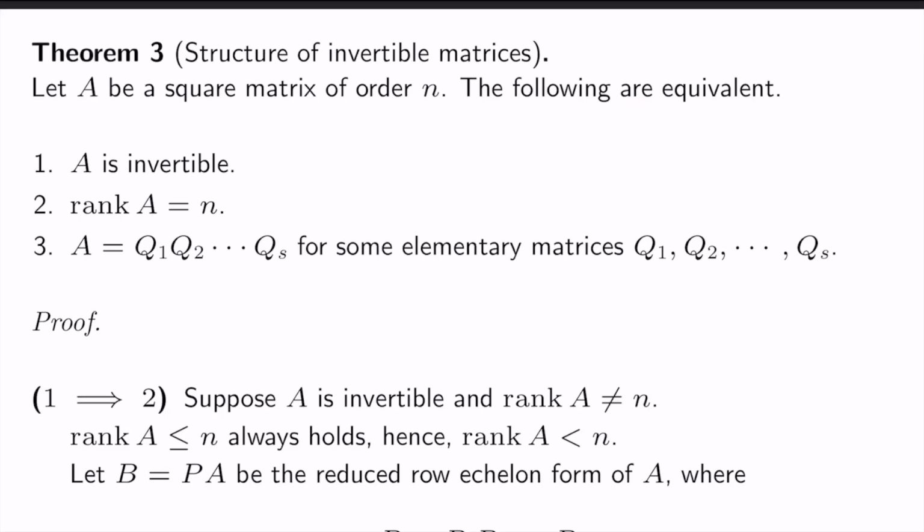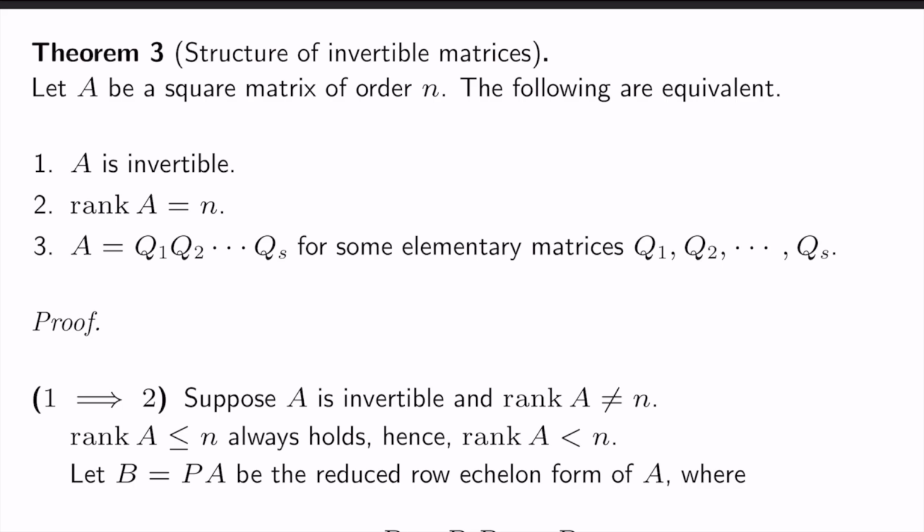Now we can prove our final goal, which characterizes the structure of invertible matrices. Let A be a square matrix of order n, then these three conditions are equivalent. Let me state it again. A is invertible if and only if the rank of A is n, if and only if A can be decomposed into the product of a finite number of elementary matrices. So these Q1, Q2, and so on up to Qs, they are all elementary matrices.